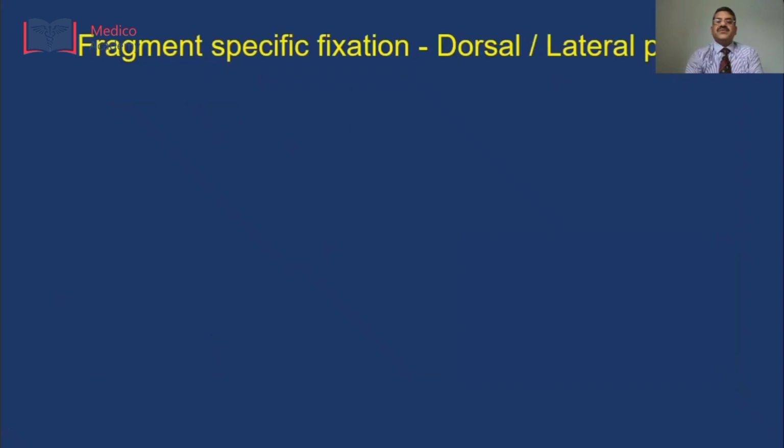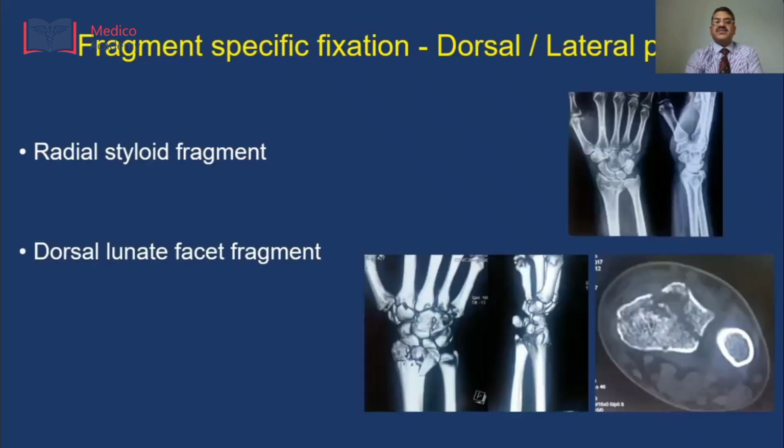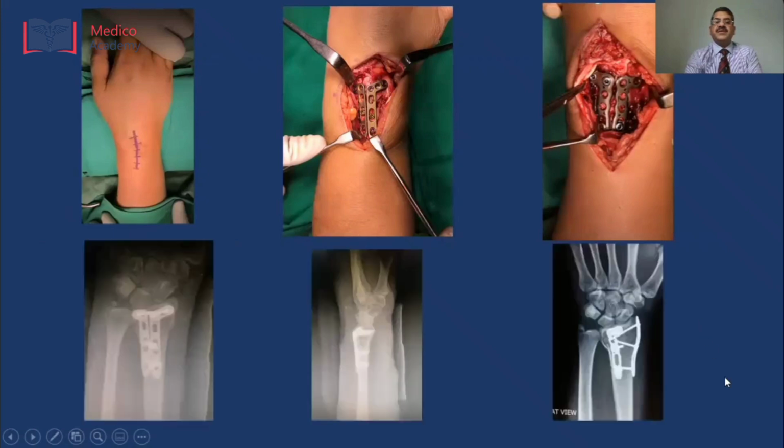So let us take a few case examples. These are dorsal and lateral plates applied using the fragment-specific fixation, especially in a radial styloid fragment fracture like this, or a dorsal lunate facet fragment like this. You would need fragment-specific fixation. These are usually approached from the dorsal side, and this is a dorsal incision here. The extensor retinaculum is divided and the tendons are retracted to reveal the fracture, which is buttressed by these low-profile implants, as you can see here.